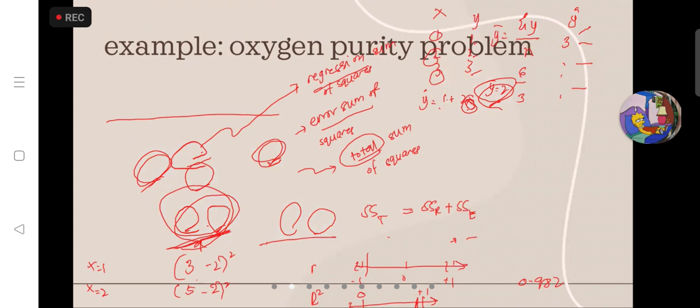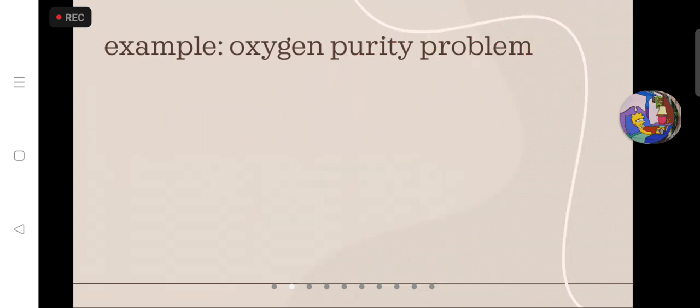Questions? None? So to visualize more, let's use the oxygen purity problem to solve for our R², or the coefficient of determination. So SSR over SST. You can solve the SSR on your own.